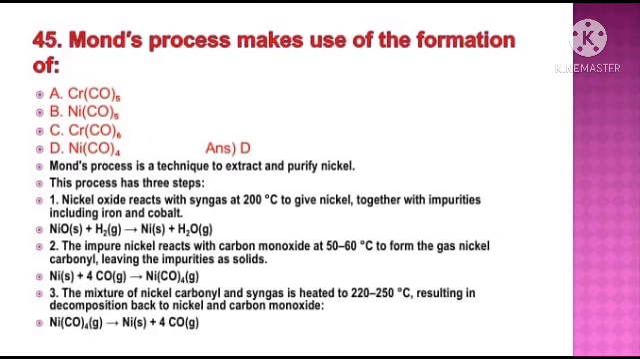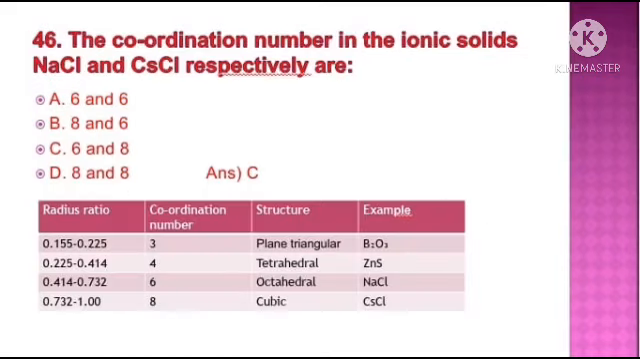Nickel oxide reacts with the syngas at 200 degrees Celsius to give nickel together with impurities including iron and cobalt. The impure nickel reacts with the carbon monoxide to form the gas nickel carbonyl, leaving the impurities as solids. The mixture of nickel carbonyl and syngas is heated to 220 degrees Celsius, resulting in the decomposition back to nickel and carbon monoxide.